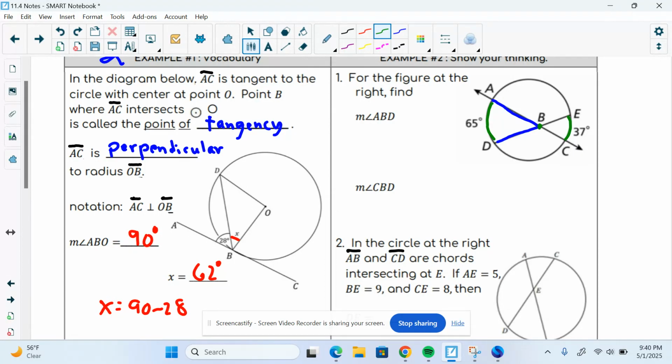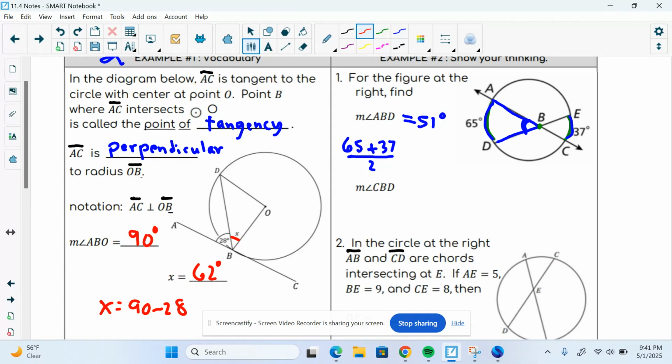Angle ABD, oh, this is the theorem that says if I want this angle, right there, angle ABD, I take the arc plus the arc and I divide by 2. So angle ABD is going to equal 65 plus 37 divided by 2. Be careful how you plug that in a calculator. You need to make sure you do the 65 plus the 37 first. That's going to be 102. And then if I divide 102 by 2, I get 51 degrees. So angle ABD is 51 degrees.